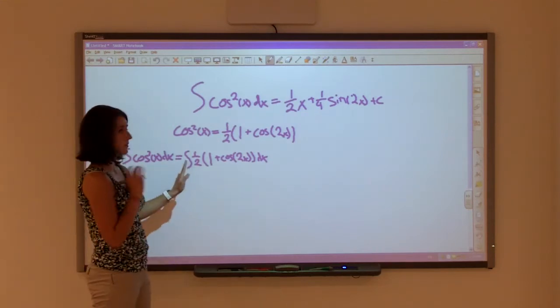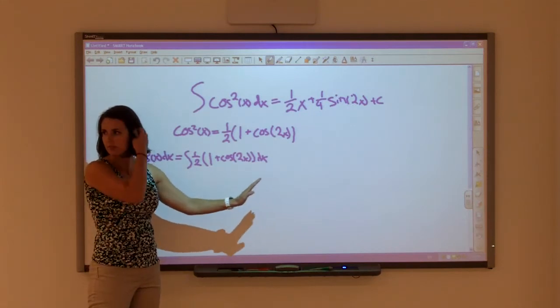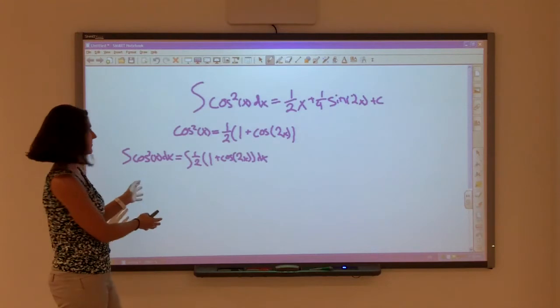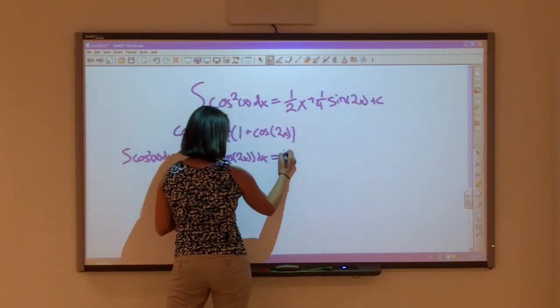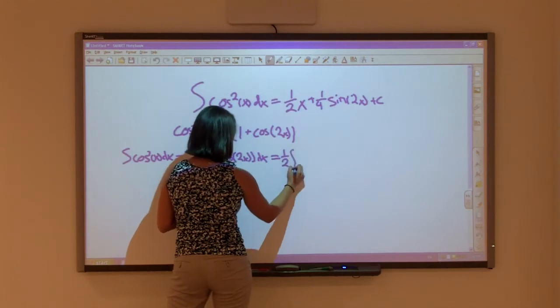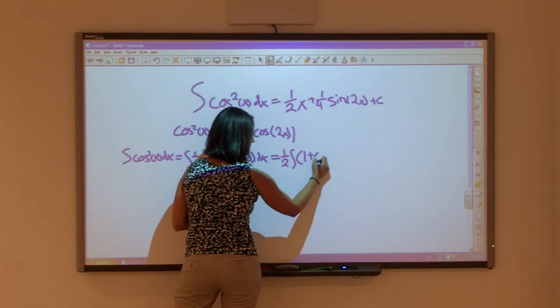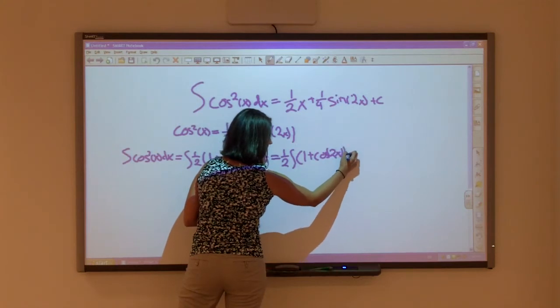Alright. Now, there's a couple different ways you can do this. Right now, I'm going to take the 1/2 and put it on the outside of the integral, just like I showed you a little before with the a. So here a equals 1/2, and we are allowed to put it outside and just rewrite this whole thing: 1 plus cosine 2x dx.